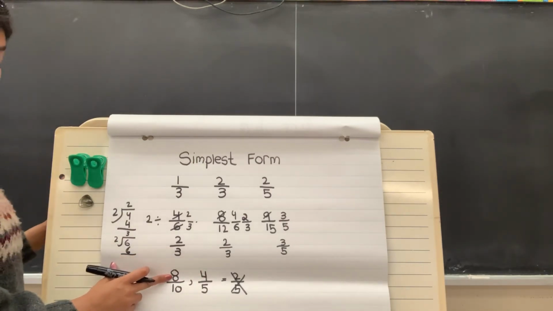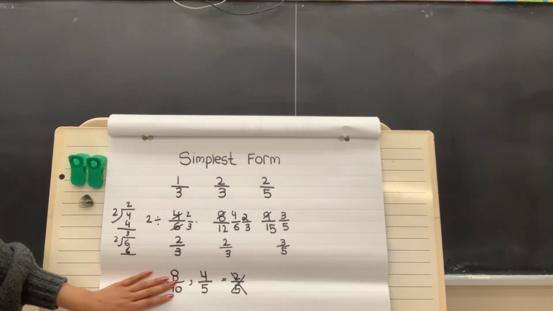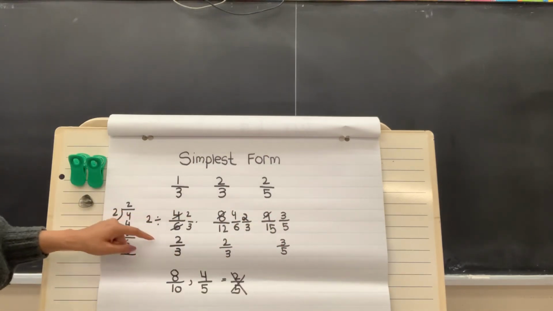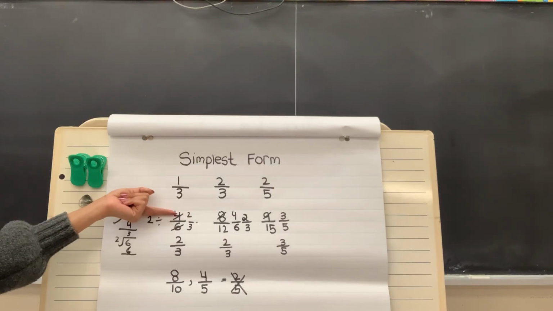So another way of simplifying, we look at how we can break them into halves. Okay? I used division. Whatever number you use to divide the bottom with, you need to use the same to divide the top with. Okay?